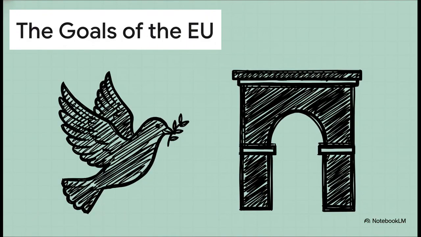The 2 primary goals are promoting peace and stability. We should remember that the EU was formed after a period of major conflict. Its founding idea was that by binding countries together with shared values and economic ties, it could create lasting peace.